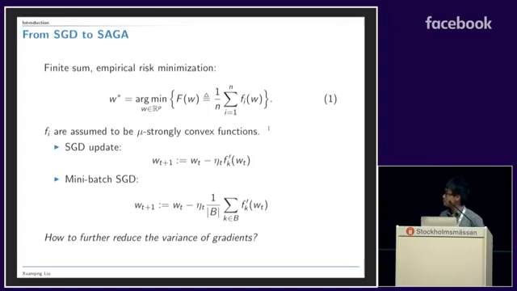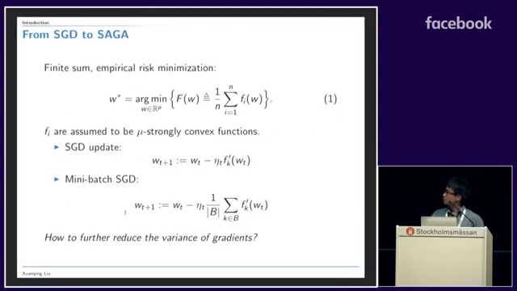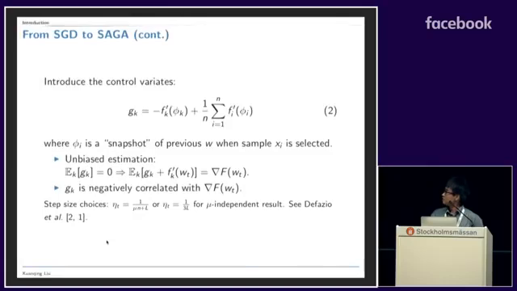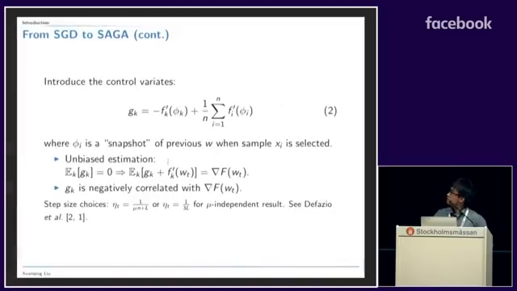So the mini batch is simply averaging all the SGD results. But there is another topic we are using today: the variance reduction method in SGD. What if we can further reduce the variance of the gradient? This is the basic framework of SVRG and SAGA.